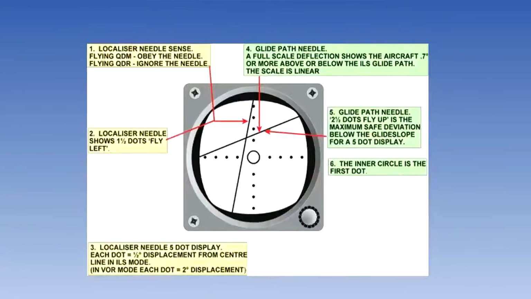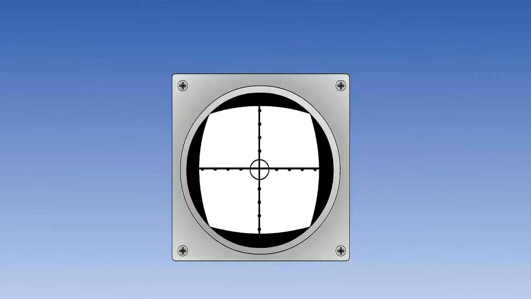We have seen that the ILS indications are displayed in a very easy-to-read format on the CDI. One needle represents the center of the runway and the other represents the glide slope. When both needles meet in the middle, this is an accurate approach. Deflection of the needles from the center tells you either to fly left or right or fly up or down.